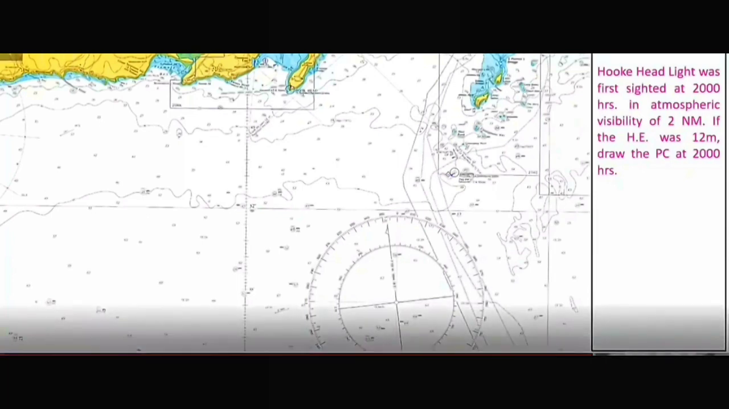So now let's look at drawing a position circle by first or last sighting through this simple example. Hook Head light was first sighted at 2000 hours in atmospheric visibility of 2 miles. If the height of eye was 12 meters, draw the position circle at 2000 hours. So beta, just read the question and give me a minute.